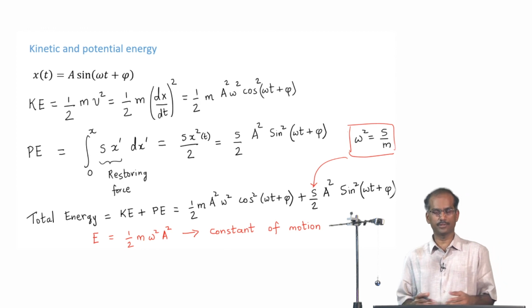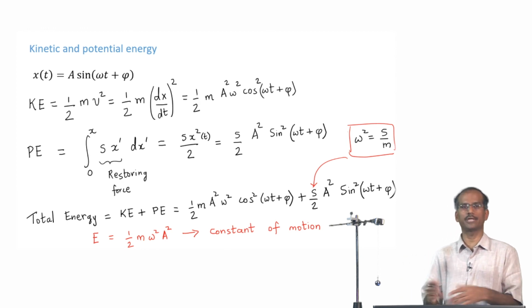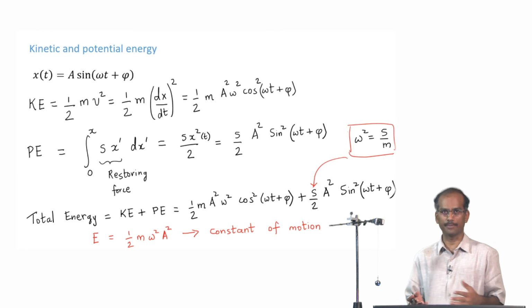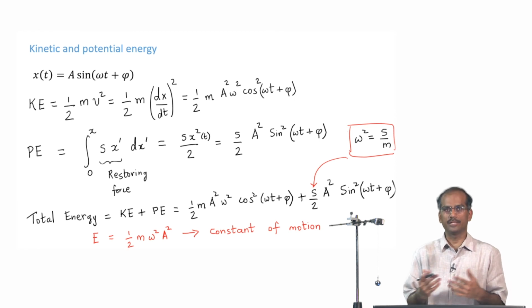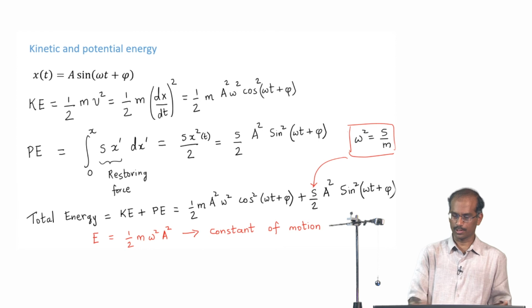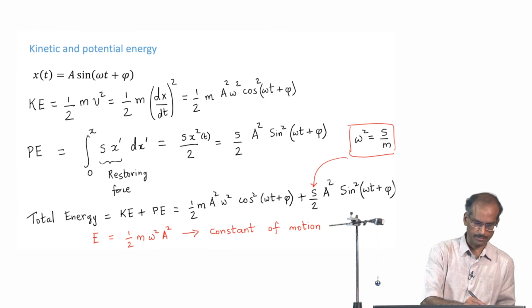So, what we have is an interesting model. Kinetic energy is time dependent, potential energy is time dependent. They change in such a way as to keep the total energy constant.